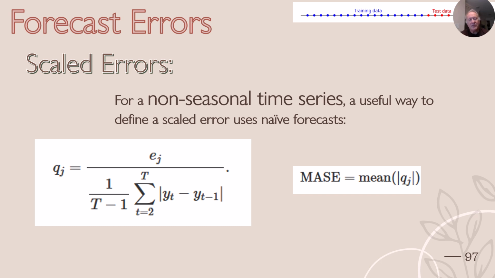We can also look at non-seasonal time series. A useful way is defined as the scaled error, which uses MASE, which is the mean of Q, and Q is the error divided by 1 over t minus 1 times the sum from t equals 2 to t of the difference between the two values.